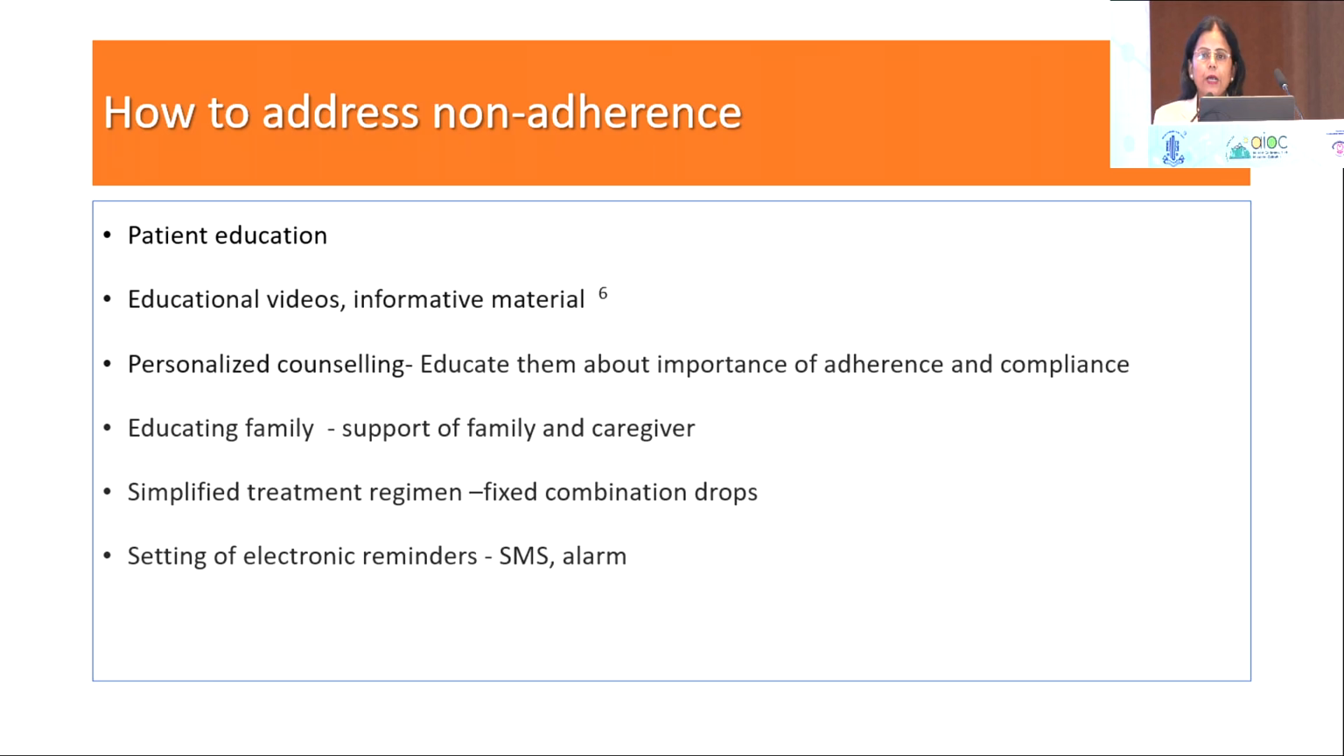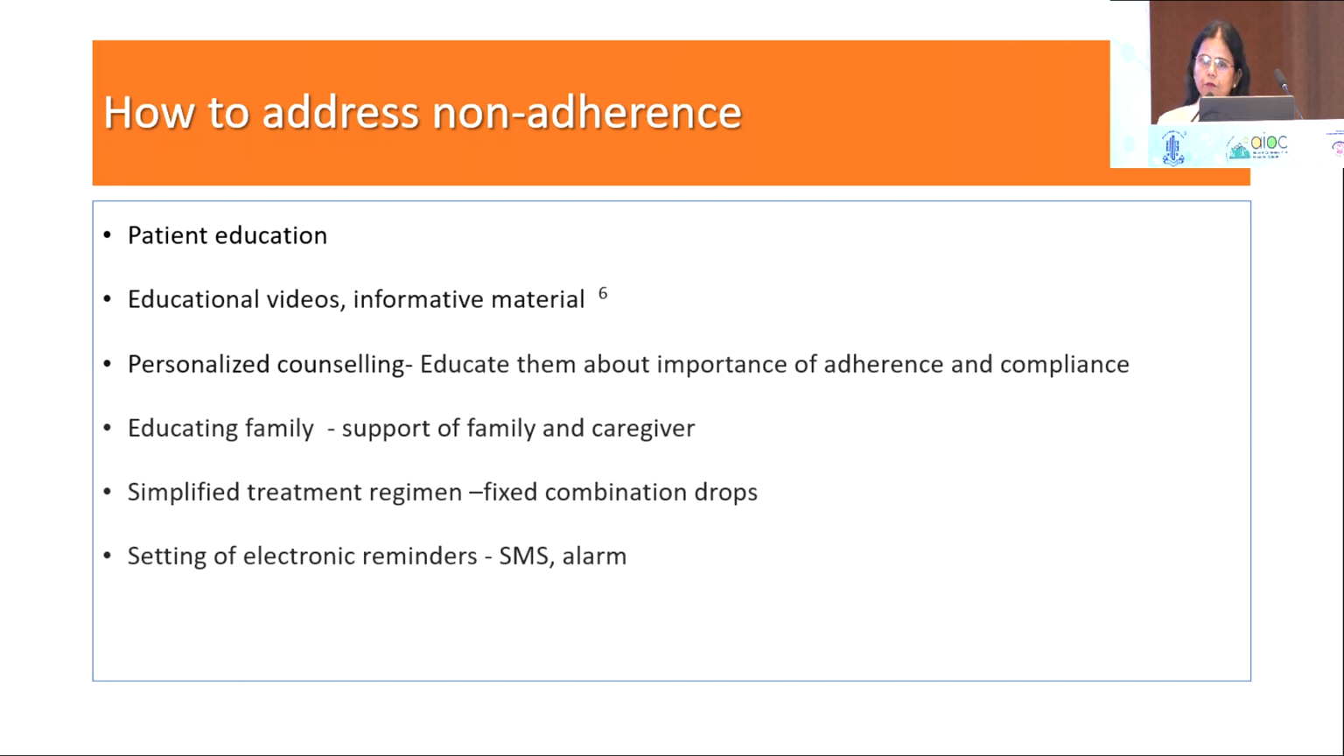So ultimately, how do we address this problem of non-adherence? The most important thing is to educate the patient about the disease, because many times patients don't know which disease they are suffering from. They know that drops have been prescribed, but they don't know about glaucoma. So teach the patient about glaucoma, tell what the disease is, what the side effects are, the importance of putting the drops, and what will happen if the patient doesn't remain adherent.